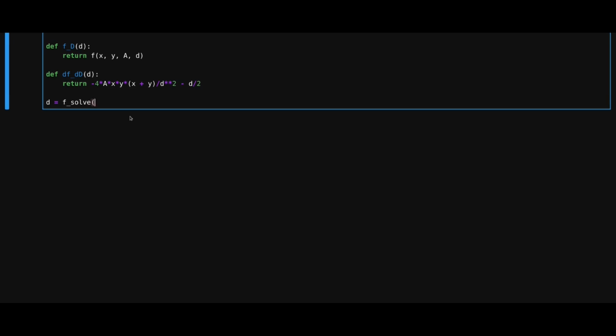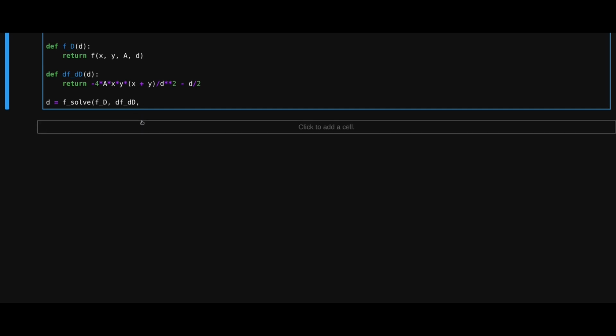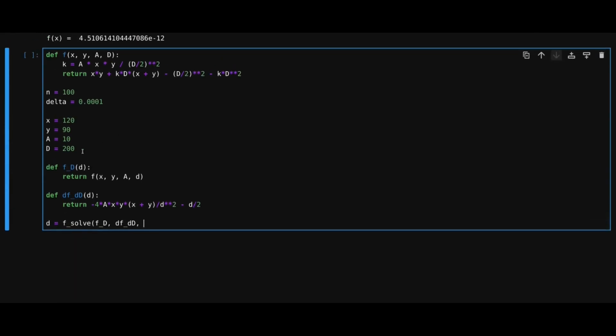It's going to take in the function f of d. Next, it's going to take the derivative of this function, df dd. The next parameter is the initial starting point for Newton's method, and for this initial starting point, we will use this d over here. Next is the max number of iterations. You'll pass n, which is equal to 100, and then delta, which is equal to 0.0001.